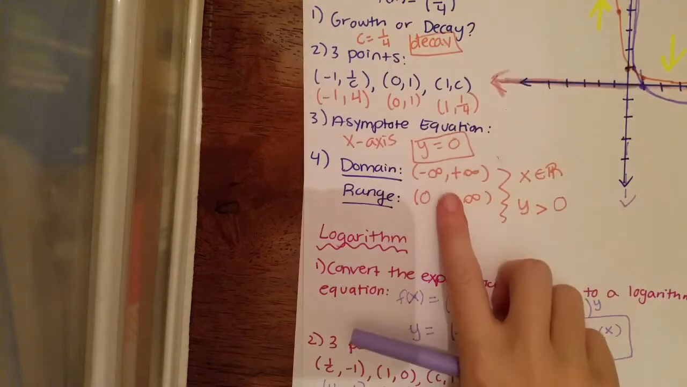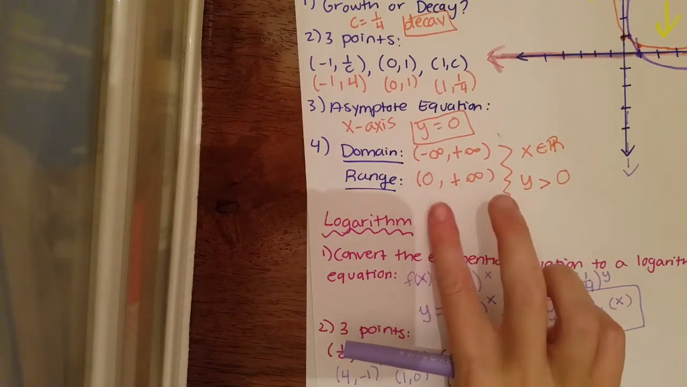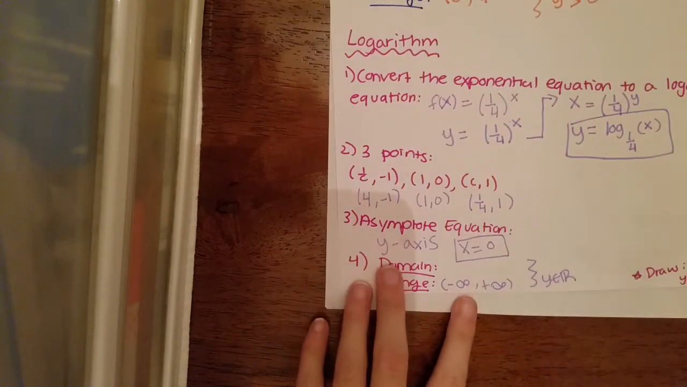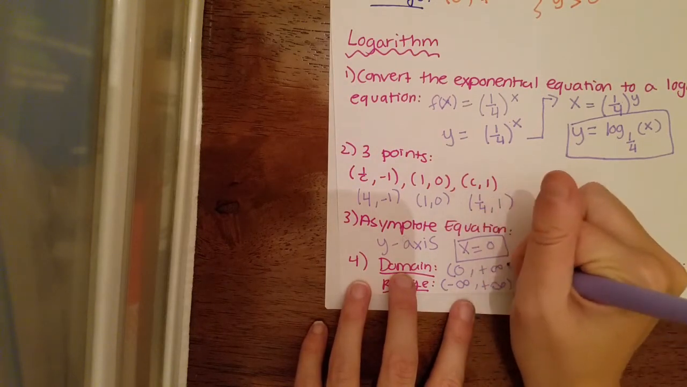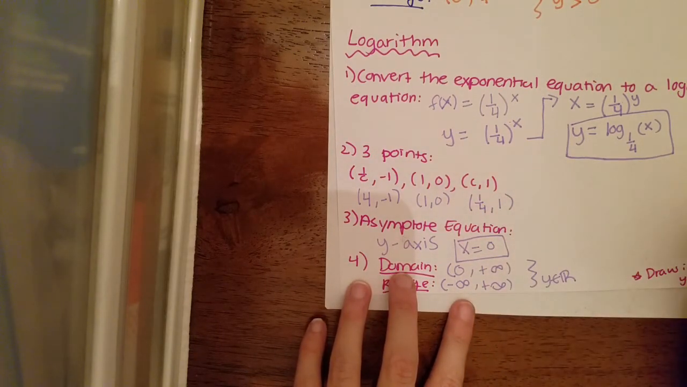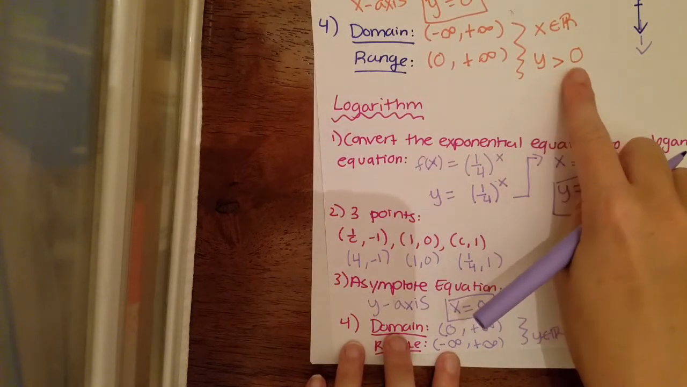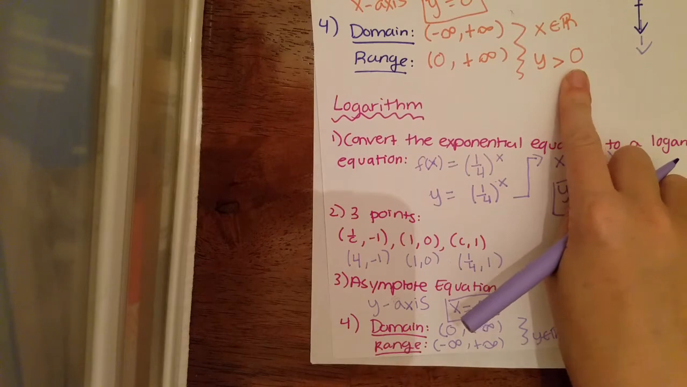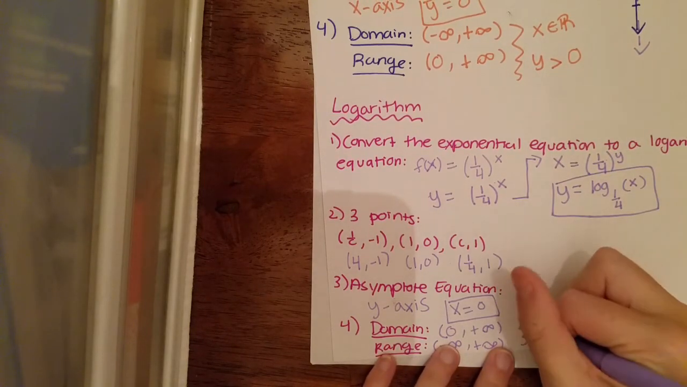Alright, and then the range is going to become my domain. So my range was from 0 to positive infinity, so guess what? My domain will also be from 0 to positive infinity. Okay, and then it was y is greater than 0 for my range. So for my domain, since domain is x, it will now be x is greater than 0.